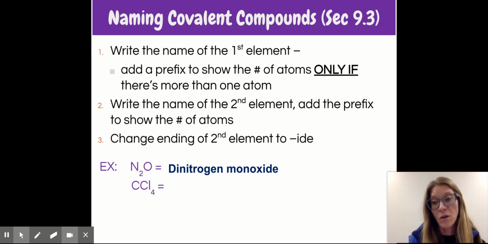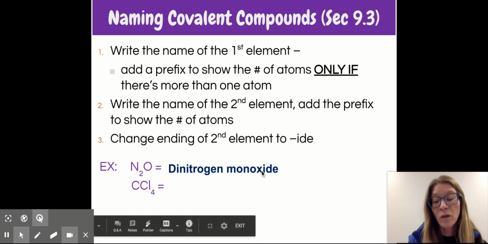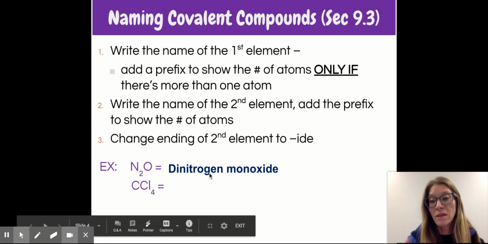So you can put monoxide all grouped into one word, or you can put mono-oxide. Either one is fine. Remember that second word, you change the ending to "ide," but if you notice the first word, that base word stays the same.